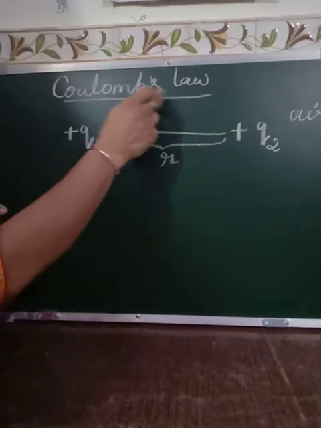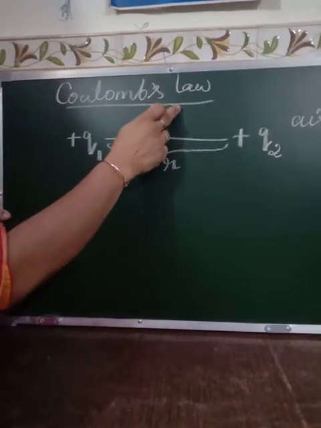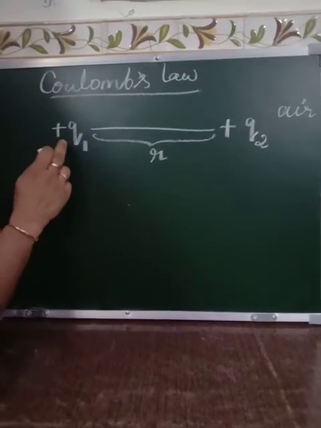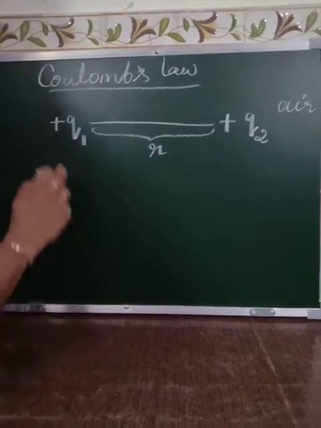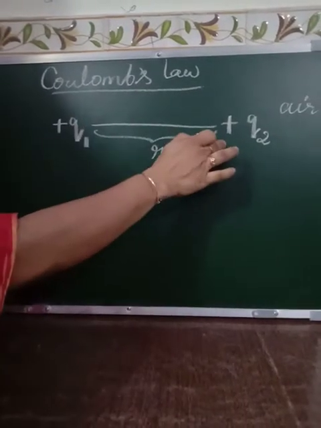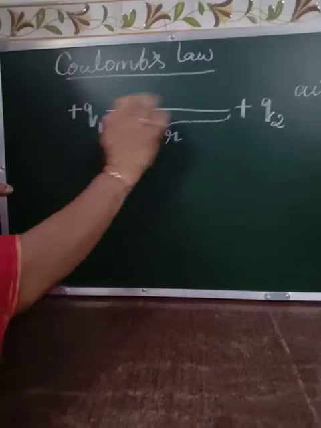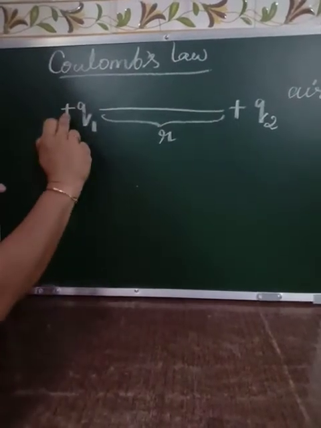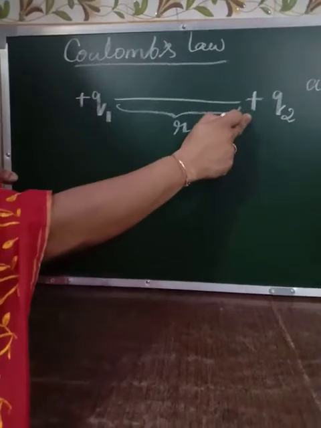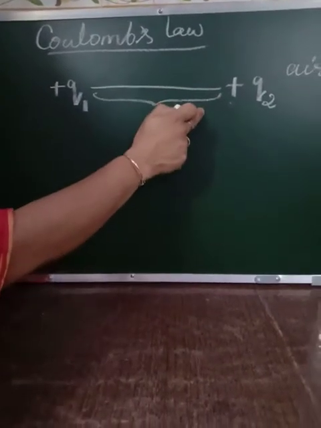According to Coulomb's law, there is a force of repulsion between them. Why is there a force of repulsion? Because both the charges are of the same kind. So there will be a force of repulsion. Suppose one charge is positive and the other one is negative, then there will be a force of attraction.